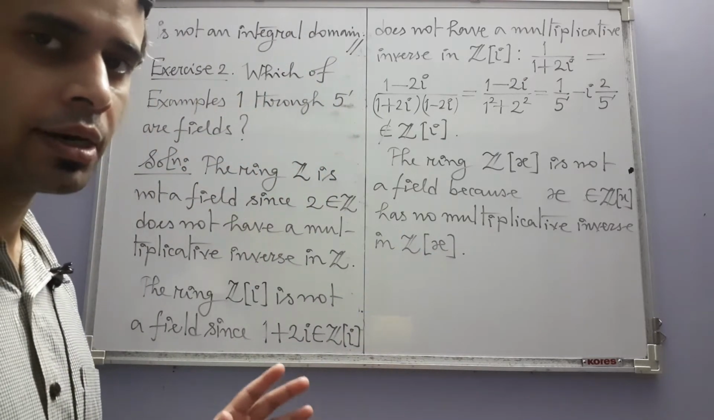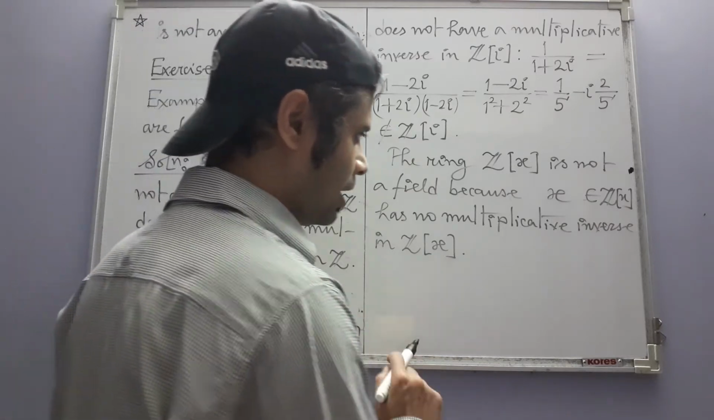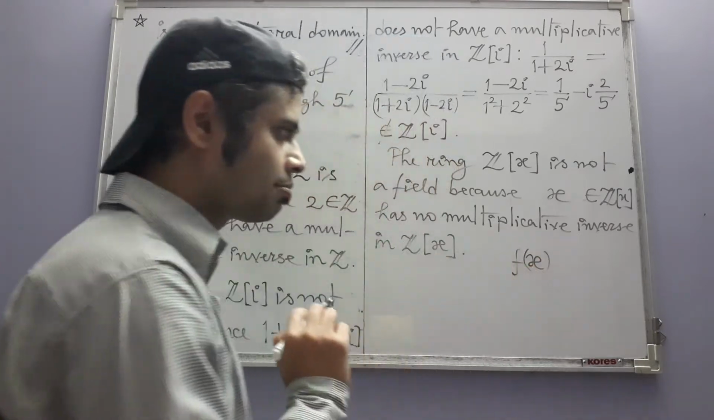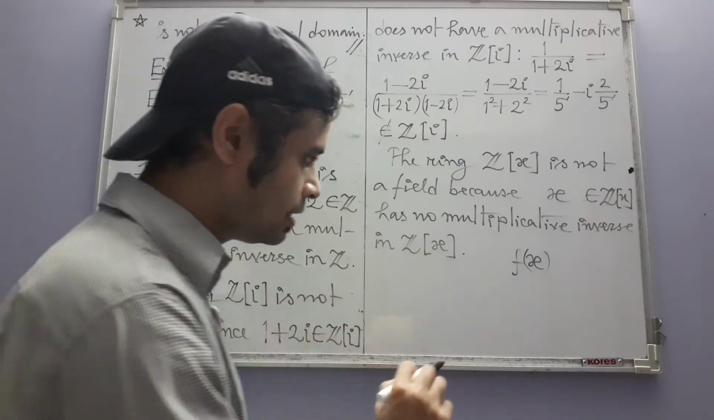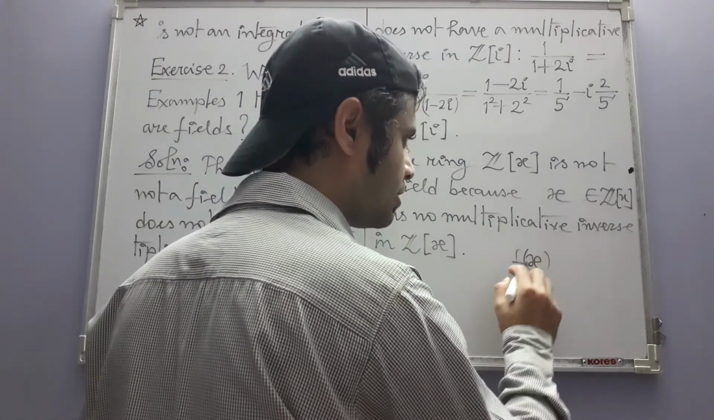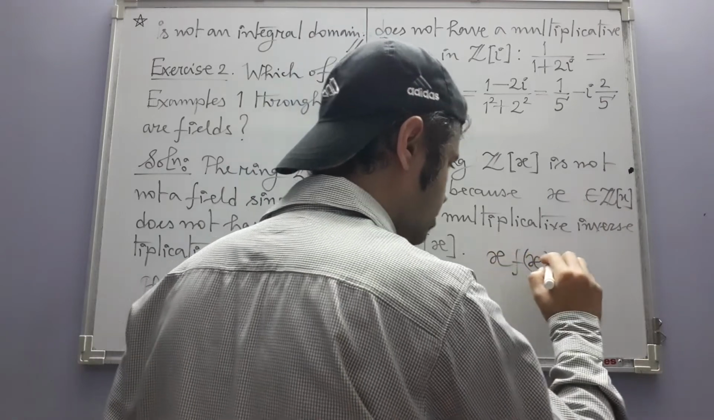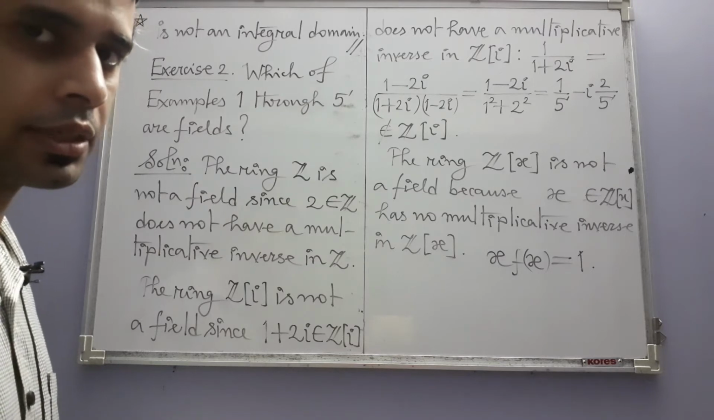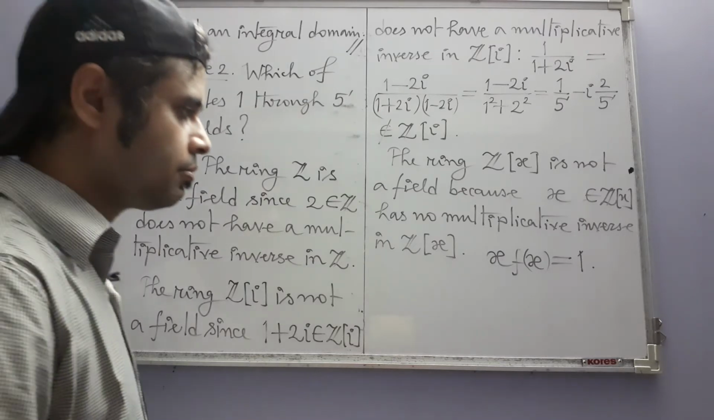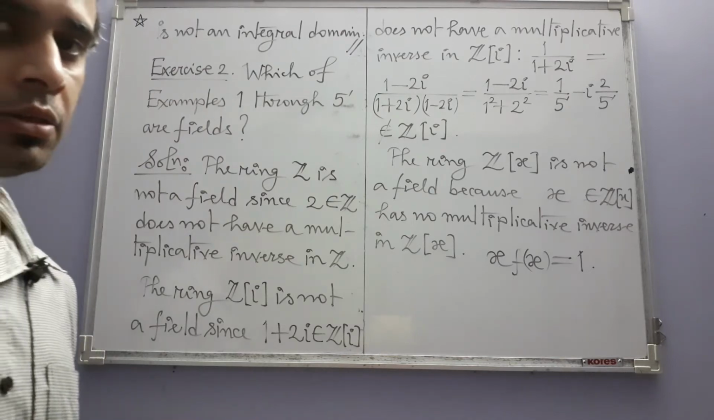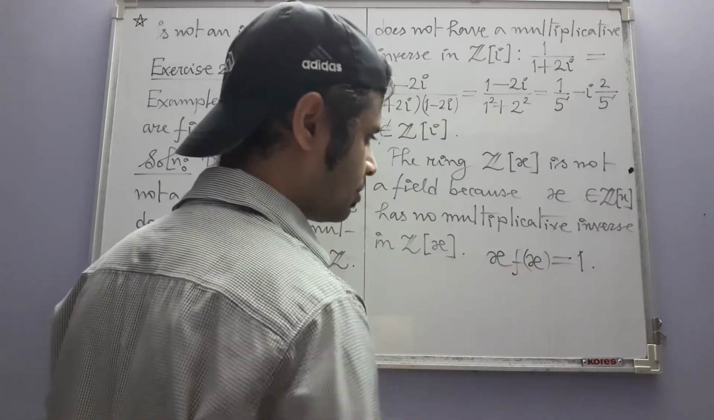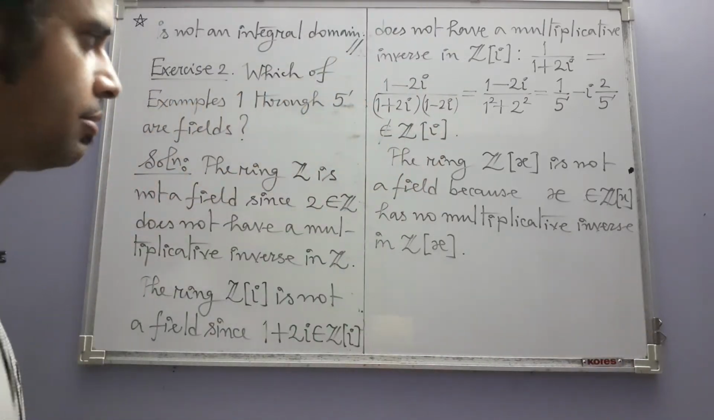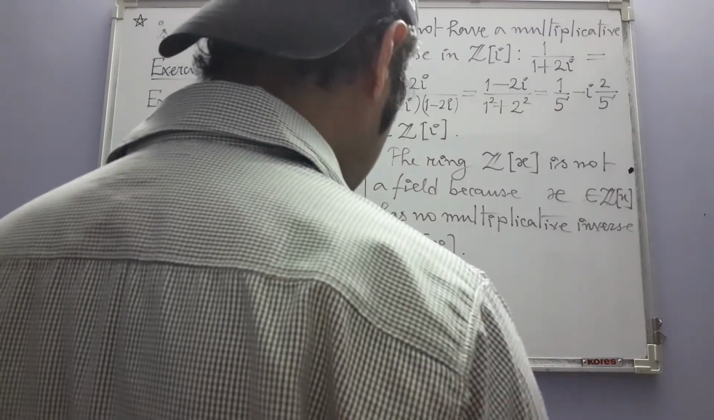I want you to figure out why on your own. So what this means is that you will never find another polynomial with integer coefficients, that is an element f(x) here, such that this product is equal to 1. Okay, that you will never find. You try to think of why you can never find this type of f. So this I am leaving to you. The full justification I am leaving to you. So this is the third one.